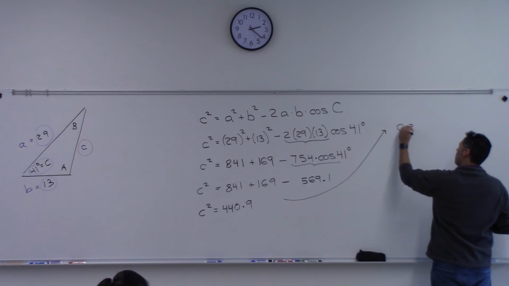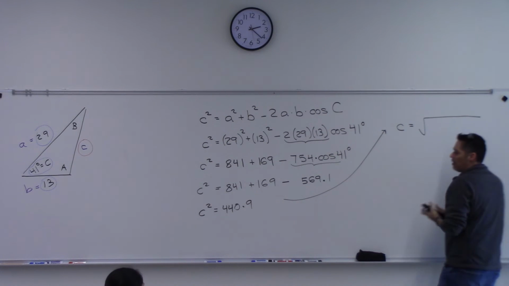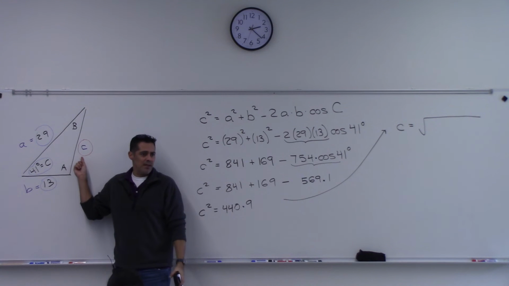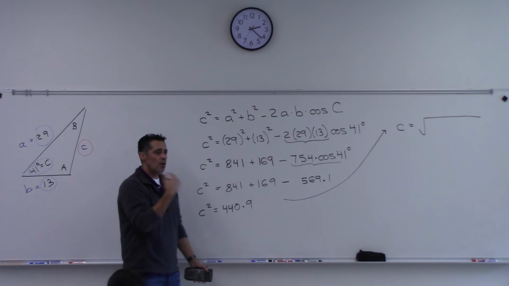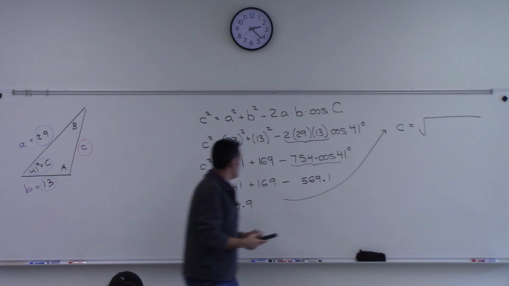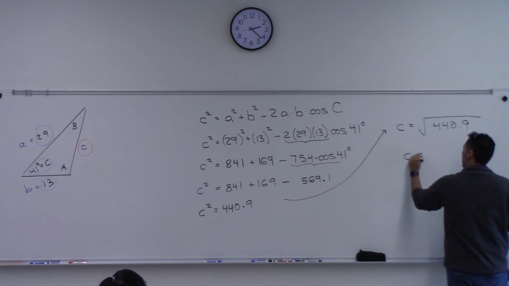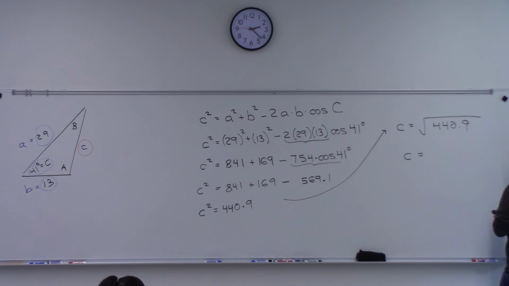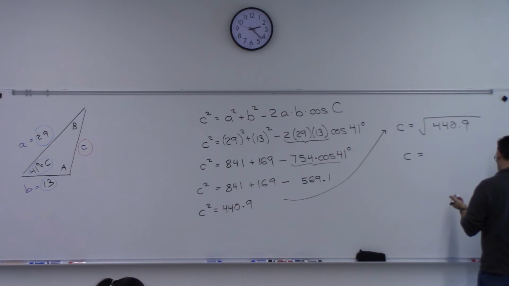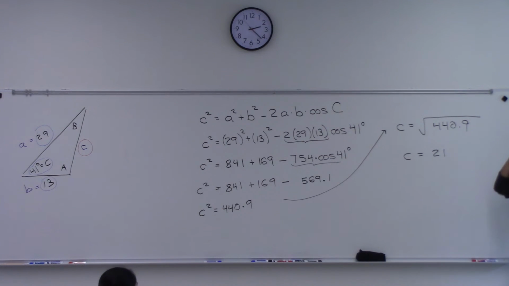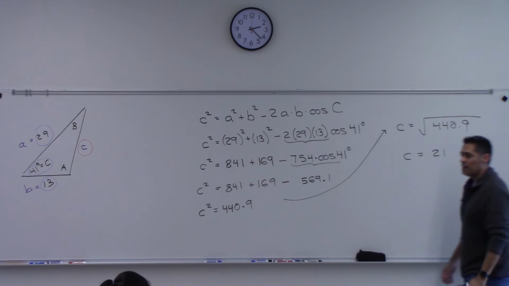So C will be equal to the square root. Now, when I do the square root, I'm supposed to do plus or minus, right? But remember, C is the length of the side of a triangle, so it's not going to be negative. So I'm going to throw away the negative answer. So the square root of 440.9, I'm only taking the positive answer here, so that raised to the 0.5. 20.99. Can we just say 21? Is that all right if we just round that to 21? All right, I've got C.